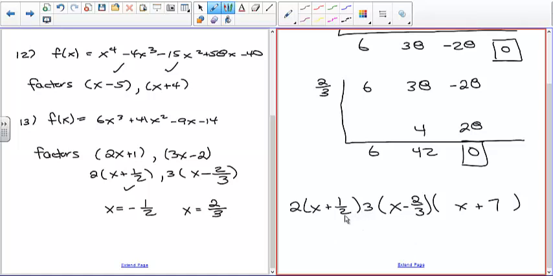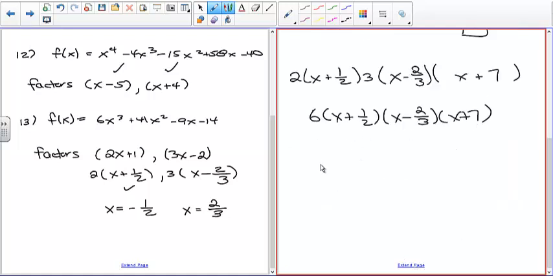So here's the factored version. I could move the 2 and the 3 together, so I could get 6 times x plus 1/2, and x minus 2/3, and x plus 7. So that's the factored version of this 6x cubed plus 41x squared minus 9x minus 14.